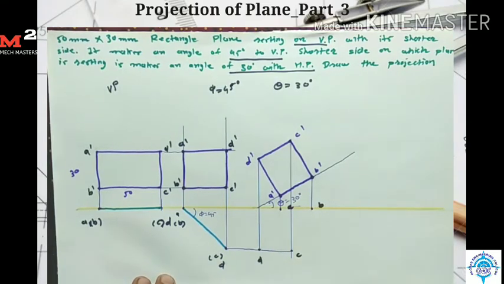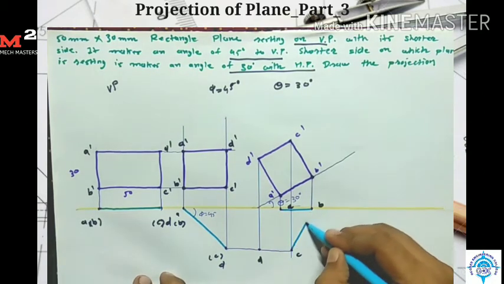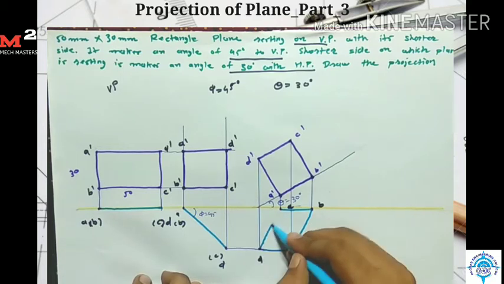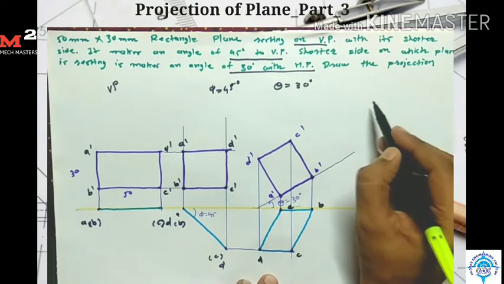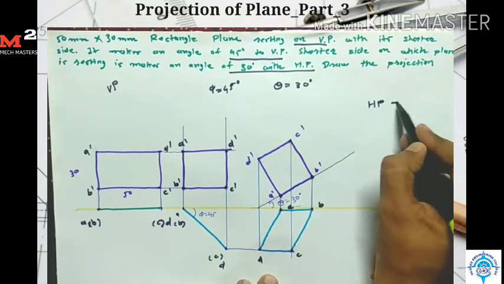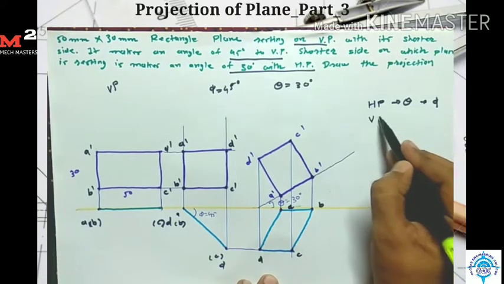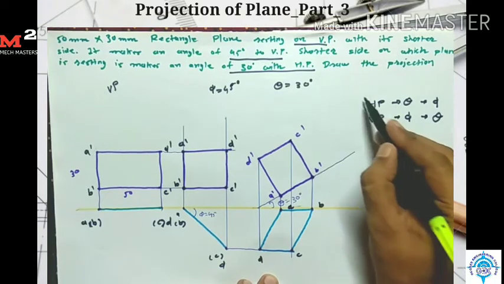After joining the points AB, BC, CD and DA, I get my top view for the third stage. In this way I complete the third stage and solve this problem. Just remember one thing: if the plane is resting on the HP, then the second stage is for theta and the third stage for phi. If the plane is resting on the VP, then the second stage is for phi and the third stage for theta.